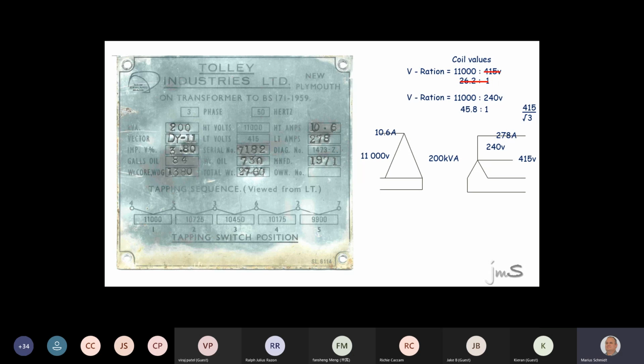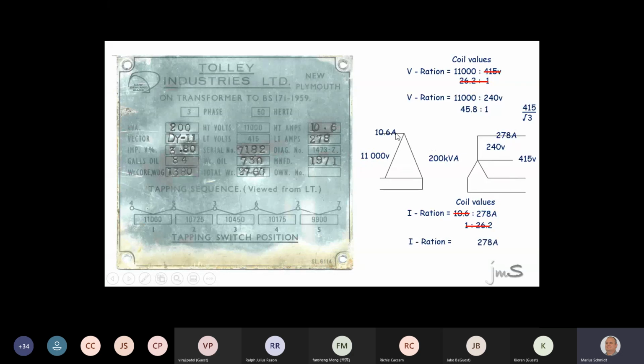Right, now look how simple this is. Let's see what the current ratio is. Do you all agree it's 10.6 is to 278? Yes or no? Say no. Do you agree it's not line to line, it's coil to coil? Right, now, by the way, if you do your calculation, your ratio is not that. You all agree that your coil current on the secondary side is 278, 278, 278?